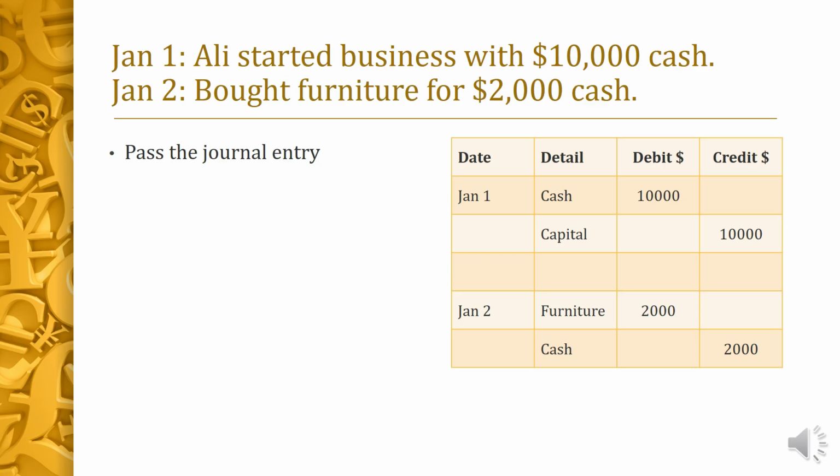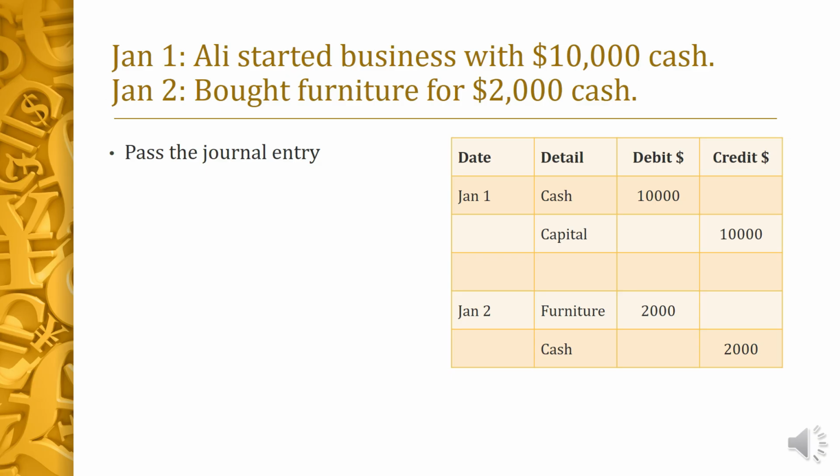Ali started business with $10,000 cash. He bought furniture for $2,000 cash. How are you going to record this? If you remember, the golden rule of accounting says that whatever comes in, we debit, and whatever goes out, we credit. So, when cash is coming in, we have to debit cash, and when the owner is contributing it, we have to credit capital. Why? The first rule of accounting says whatever comes in, debit.